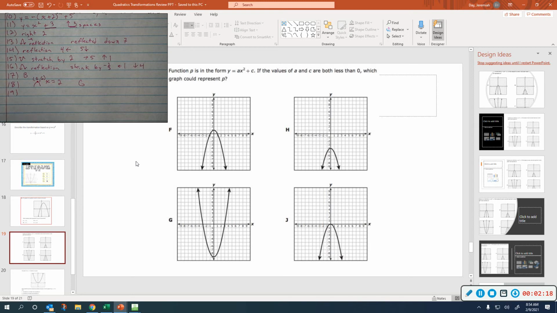Alright, so for the a to be negative, if you have a negative a, it's going to open down, which means I can already eliminate answer G. That one's out, because that opens up. So we're looking at F, H, and J. Now, we also need this c to be negative. The only way for c to be negative is if we're going under the x-axis. So I look, F is above, H is below, which is what we need, and J is on 0, which is not negative. So it is answer H.